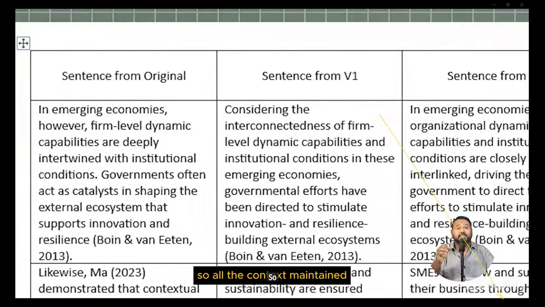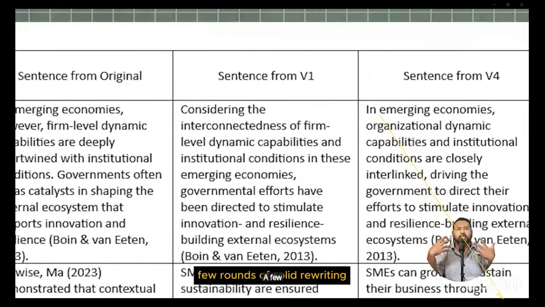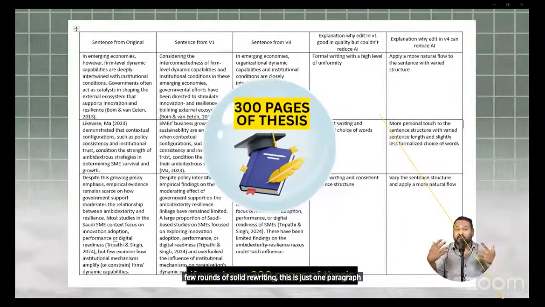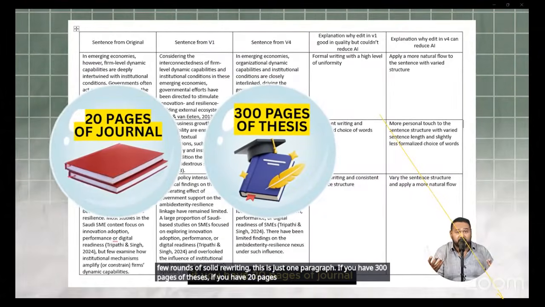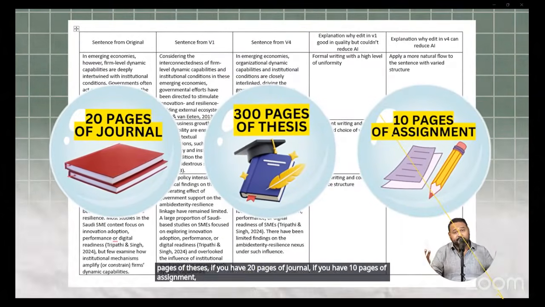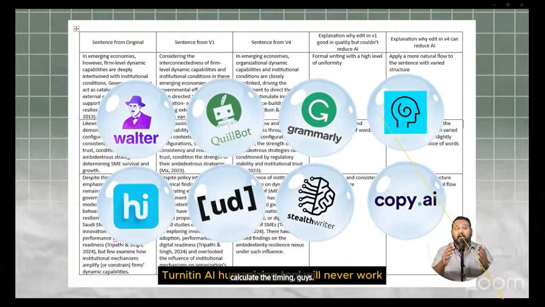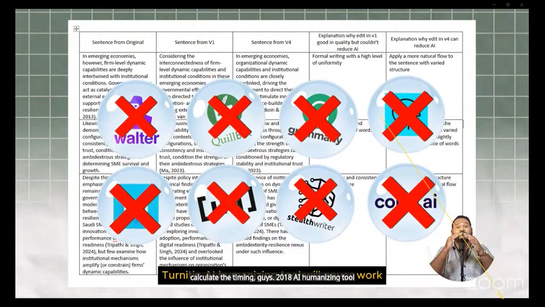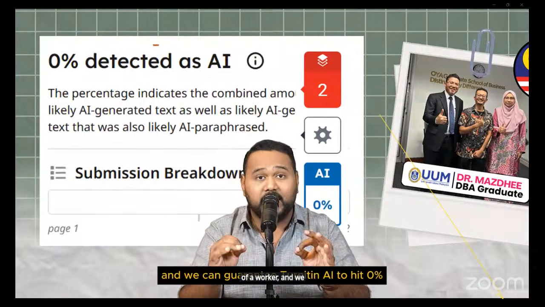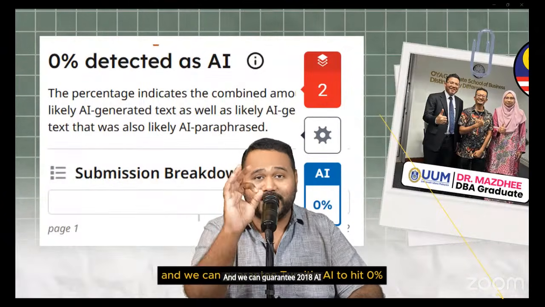So all the context is maintained, with a few rounds of solid rewriting. This is just one paragraph. If you have 300 pages of thesis, 20 pages of journal, or 10 pages of assignment, calculate the timing, guys. A Turnitin AI humanizing tool will never work. And we can guarantee Turnitin AI to hit 0%.